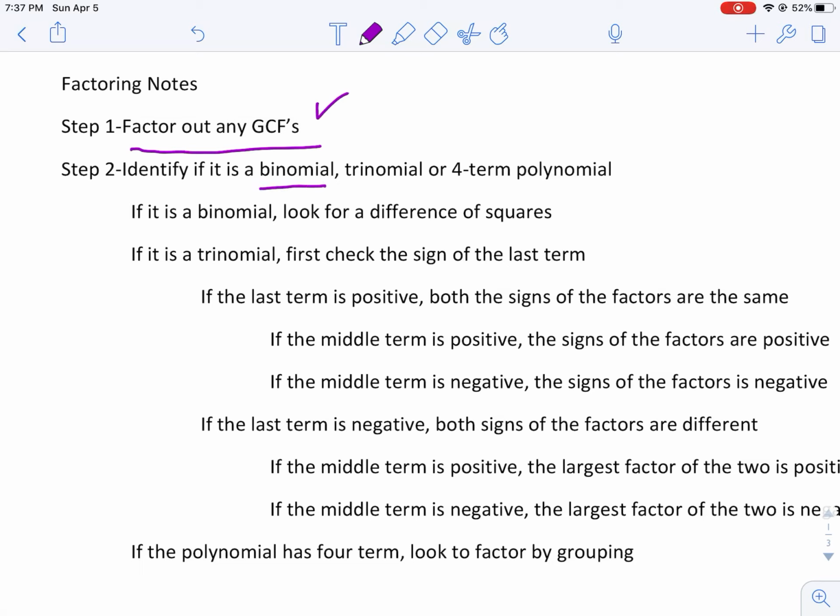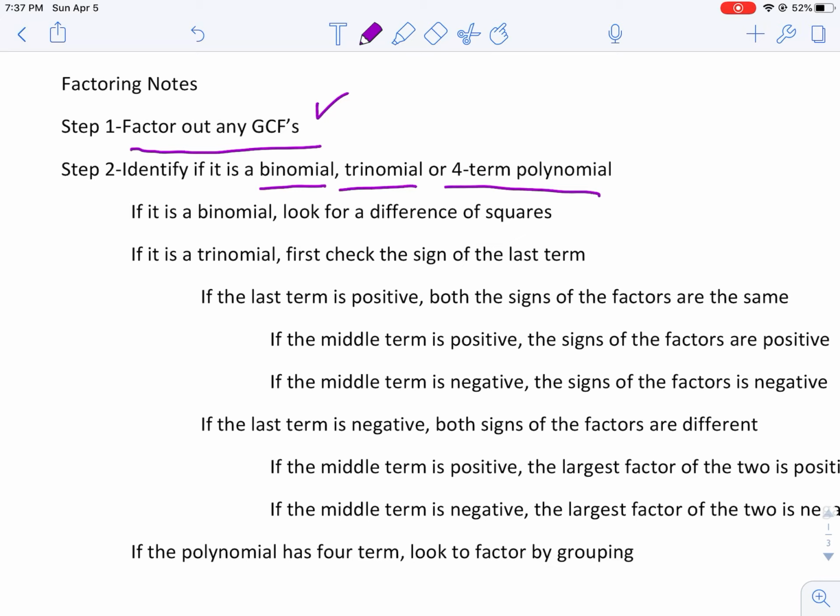Then we have to identify, is it a binomial, 2 terms? Is it a trinomial, 3 terms? Or is it a polynomial of 4 terms? Those are the 3 that we're going to be seeing all the time, okay?